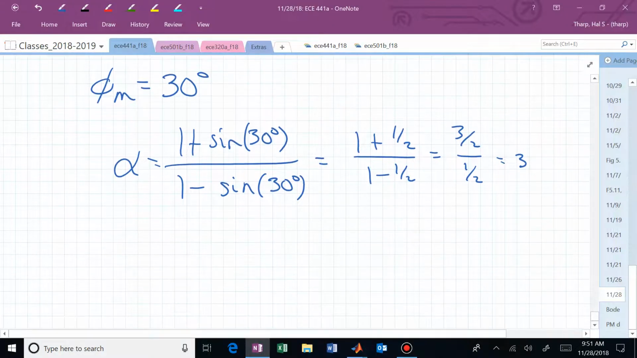Now what do I do? And I'll have to follow up with this after class. It looks like we're out of time, unfortunately. I know you were all enjoying this. But now I need to find my omega sub m, and then I'm basically done. So I'll put that all together, hopefully, in notes after class that you can then reference for your phase lead controller design.